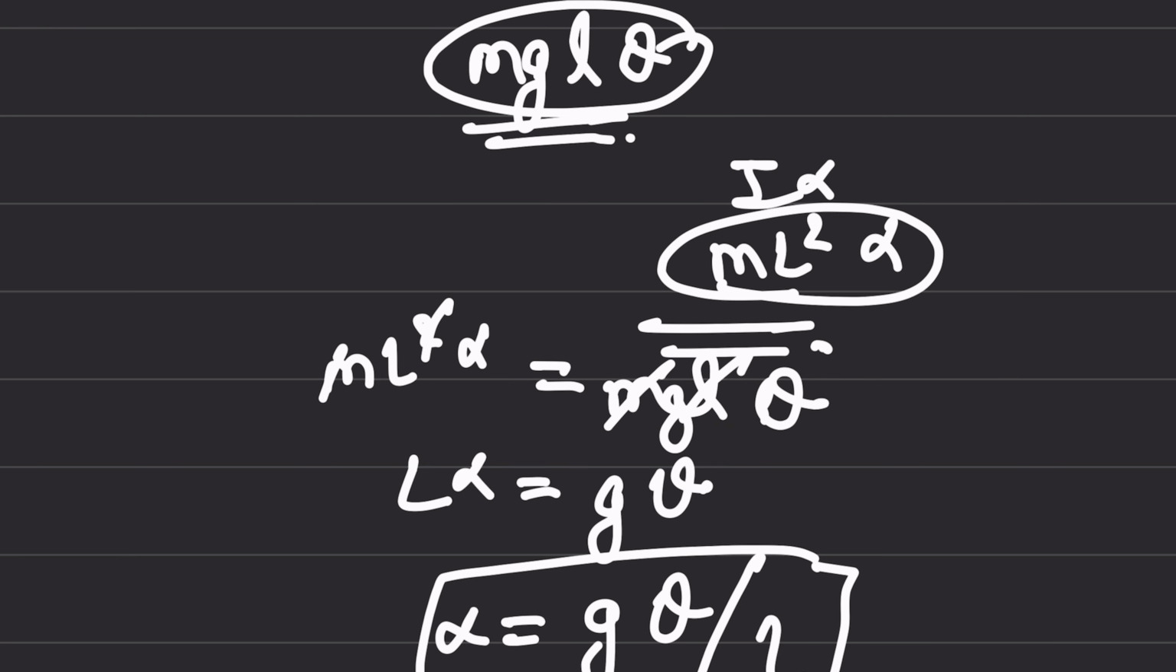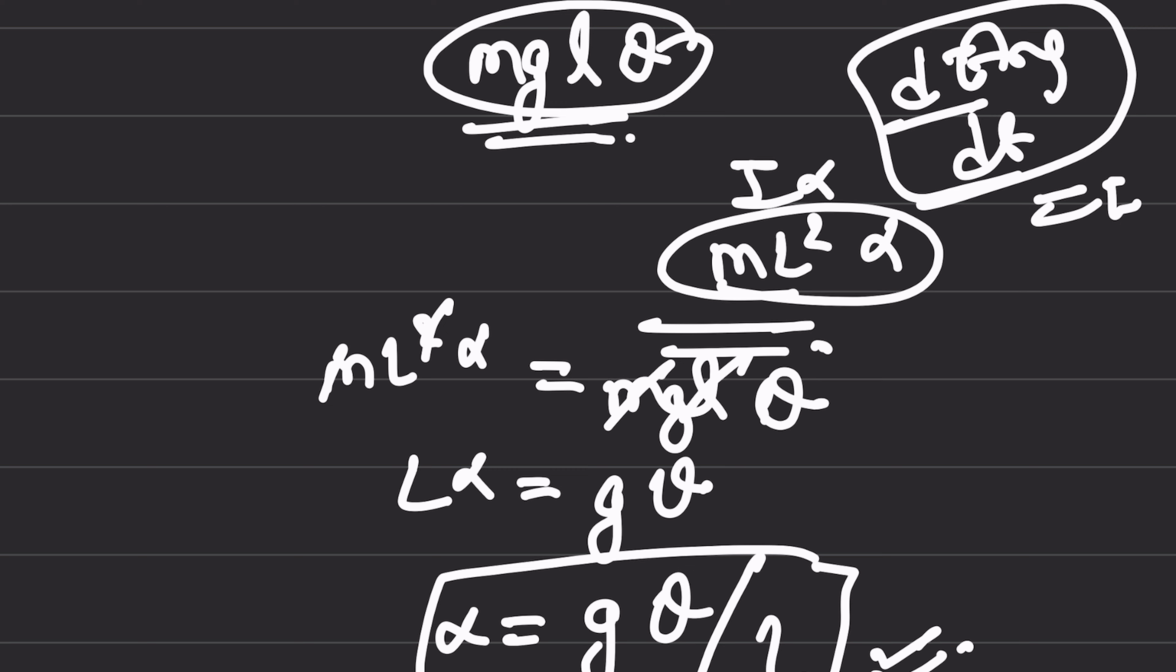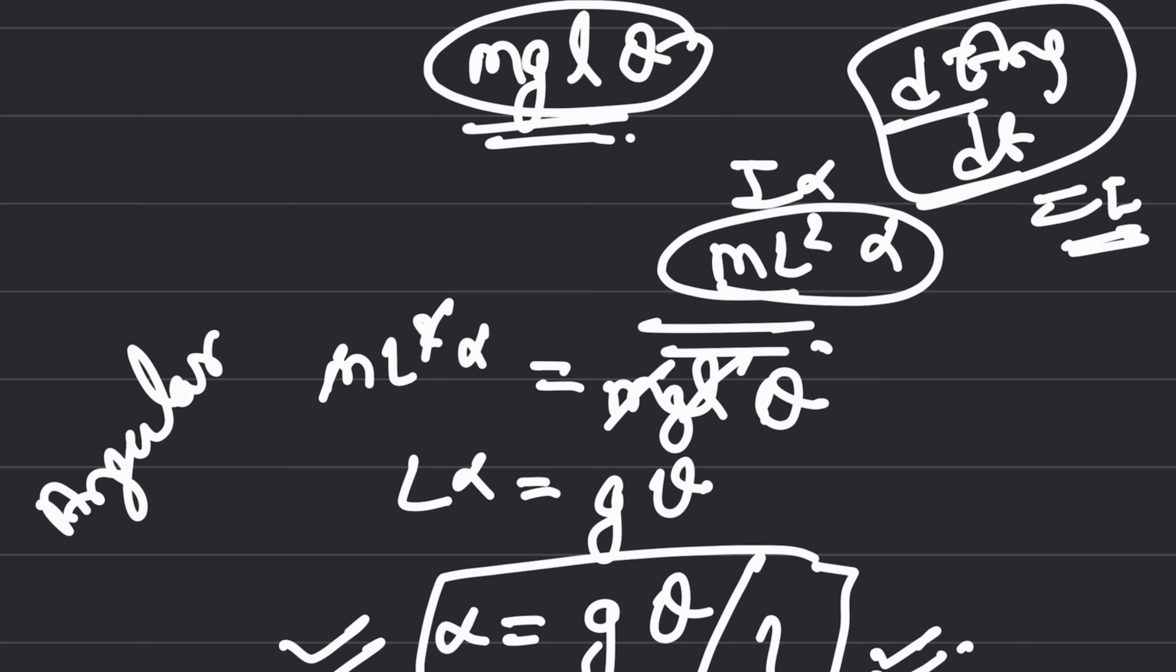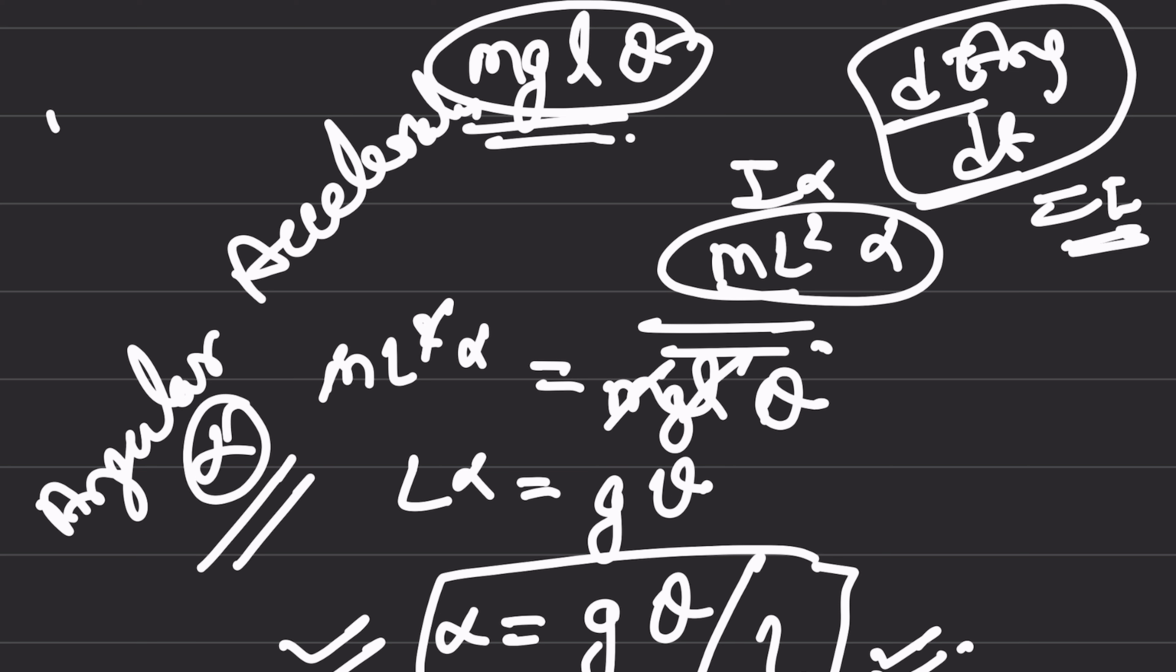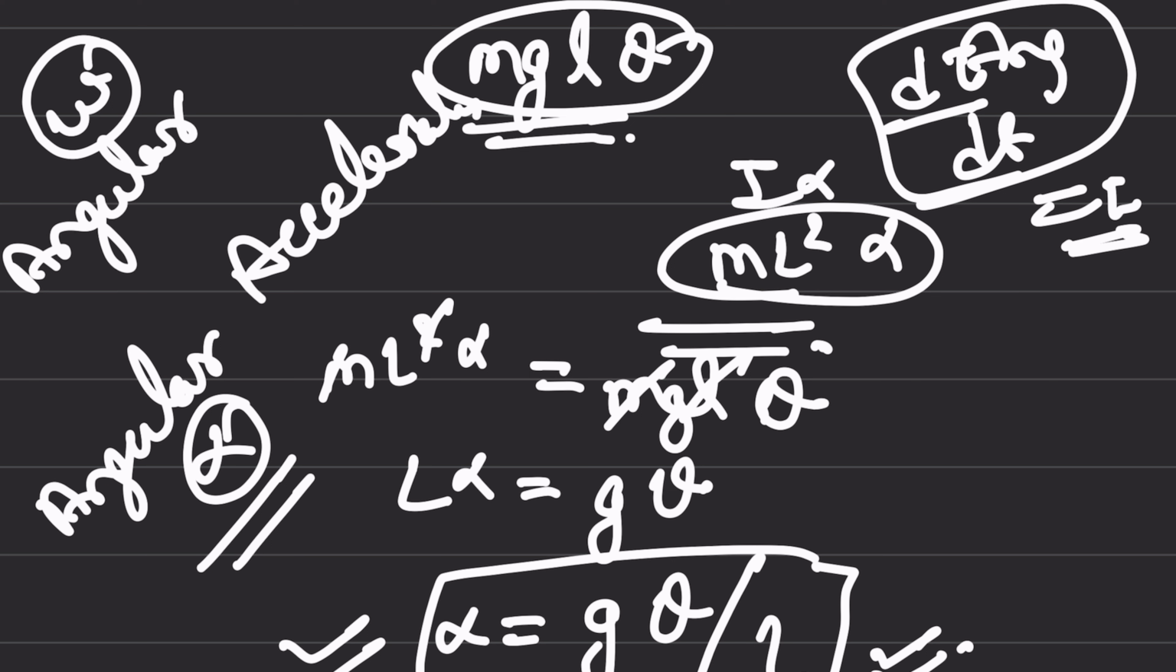So this came out to be g theta by l. So this is the rate of change of angular momentum, which is torque. D by dt of angular momentum is torque. Now we have equated both torques, I into alpha and mgl into theta. So this is the angular acceleration, which is alpha, and omega is the angular velocity. These are the angular acceleration and the angular velocity.